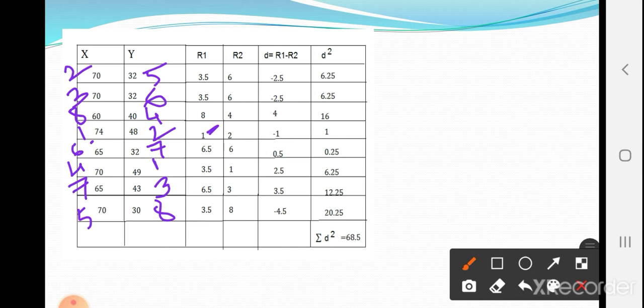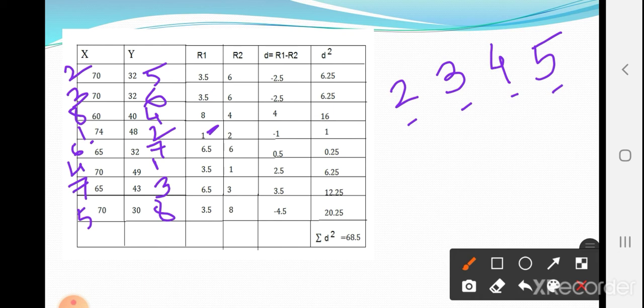Then after 74, there is the 70 value. But the 70 value is repeated 4 times. So the preferences for the 70 values are 2, 3, 4 and 5. So how to calculate the rank for the repeated values? Calculate the average of the preferences. Here the preferences are 2, 3, 4, 5.